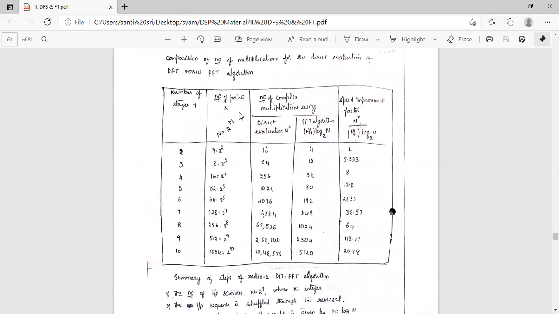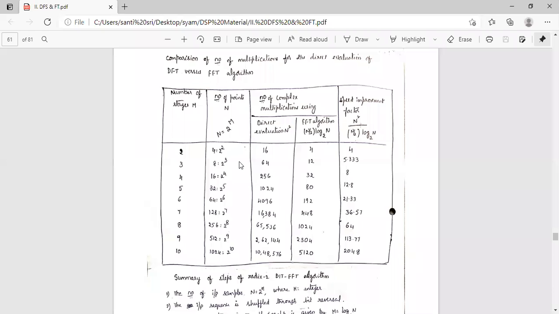Now the number of stages. Suppose these are the numbers of stages: 2 stage, 3 stage, 4 stage, 5 stage, 6 stage, 7 stage, 8 stage, 9 stage, 10 stage, like this. The number of points N can be represented as 2 power m, where m is the number of stages. So 2 power 2 is 4, 2 power 3 is 8, 2 power 4 is 16, like this. These are the number of points denoted as capital N.